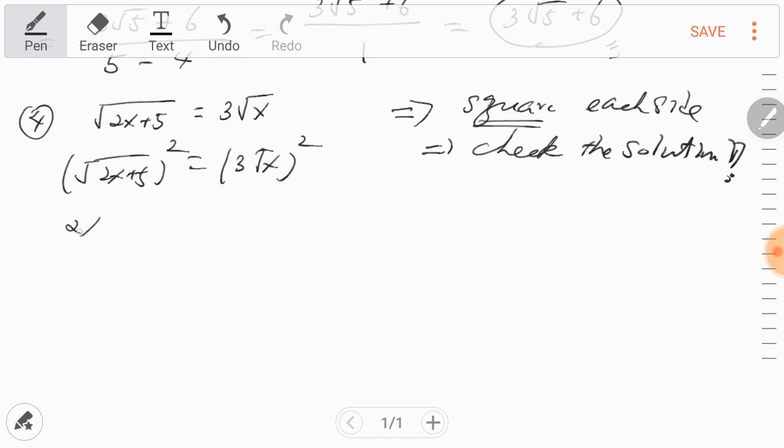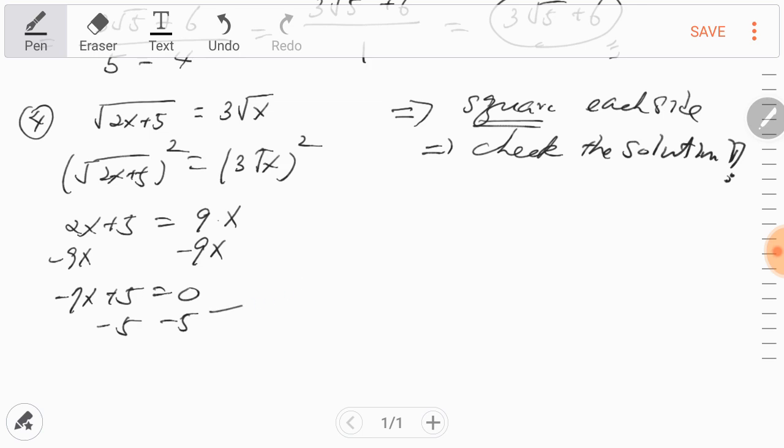So that is 2x plus 5 is equal to 9 times x. Then from here, solve for x. So minus 9x each side. Then negative 7x plus 5 is equal to 0. And then minus 5 each side. Then negative 7x is equal to negative 5. Then x is 5 over 7.